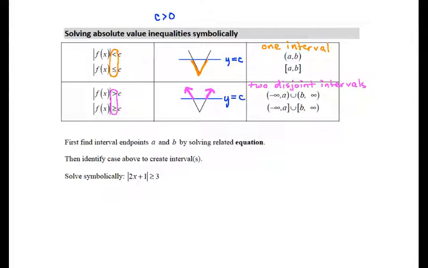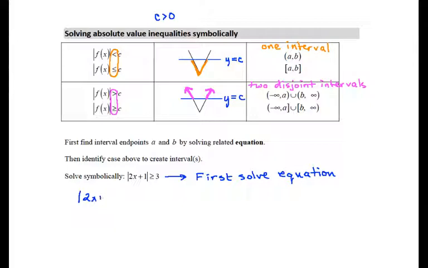So if we are solving an absolute value inequality symbolically, it's not a strictly symbolic process. There's some symbolic process and there's some classifying and thinking about the graph to figure out what our solution set should look like. The first thing that we need to do is find out what those A and B are that make up our interval endpoints. And the way we do that is that we first solve the related equation. The equation is what I get when I change the inequality symbol to an equals.